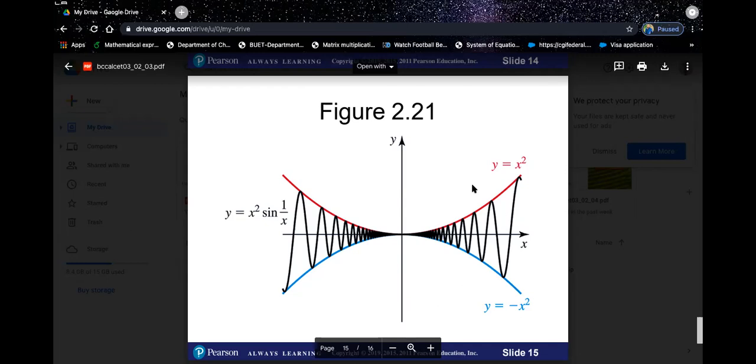So this is the graph of x squared sine 1 over x. And let's say you are asked to find the limit of that. It looks scary, doesn't it?